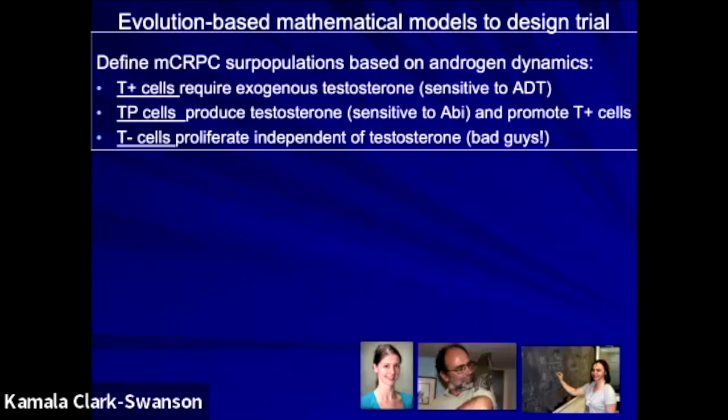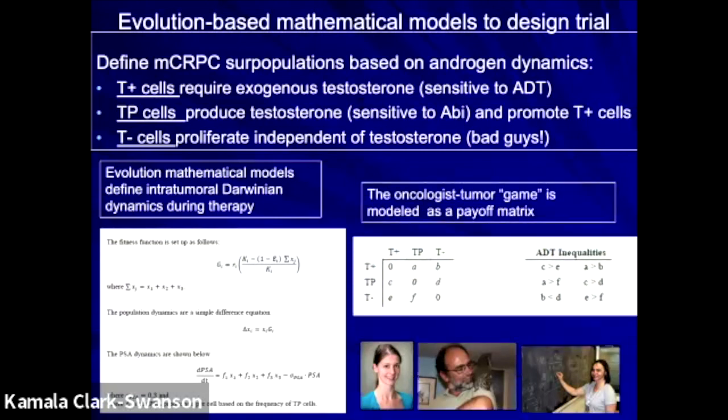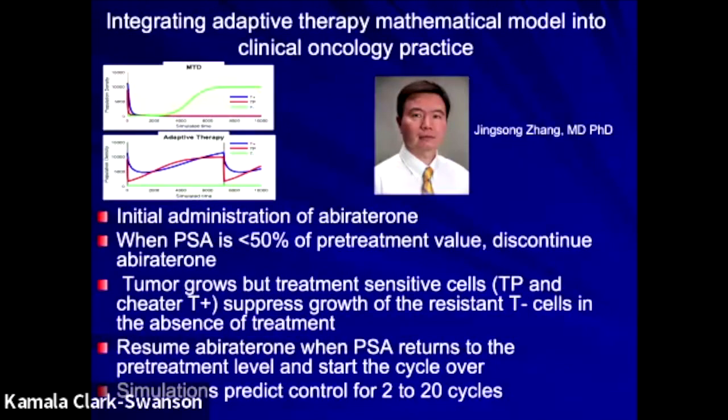Notice the potential to produce a common good. In this case, the testosterone they make spills into the environment. And so it can promote the proliferation of the T plus cells, which then are cheaters in this. And that's the official evolution term. And then the T minus cells are the bad guys. Those are the ones that will proliferate independent of the testosterone concentration. So we developed a mathematical model, did a matrix payoff, and then we proceeded.